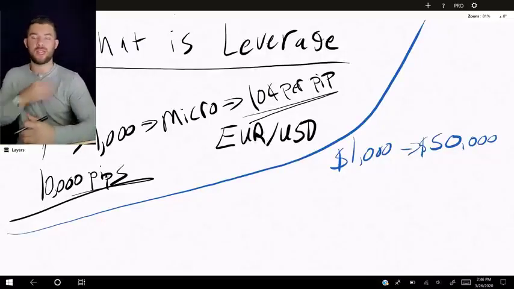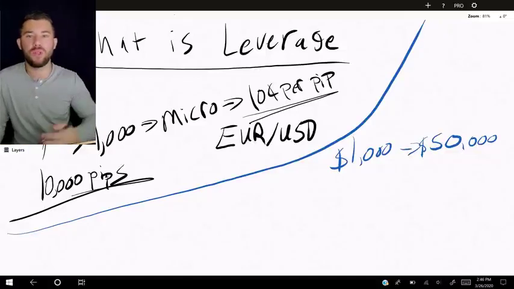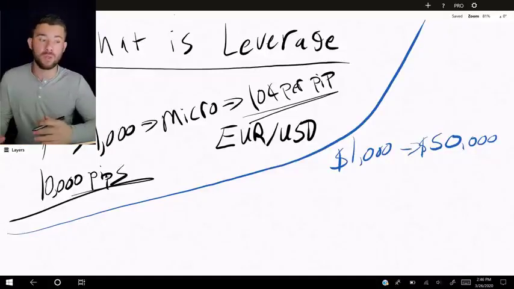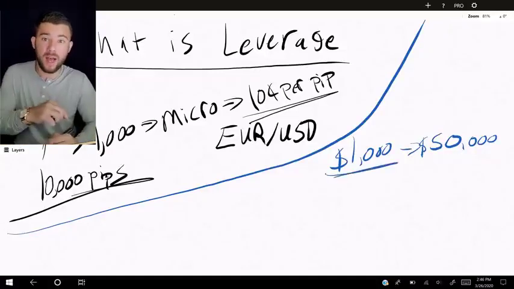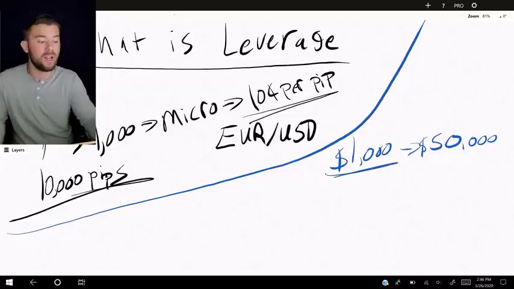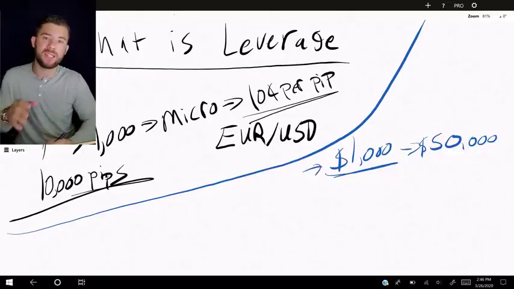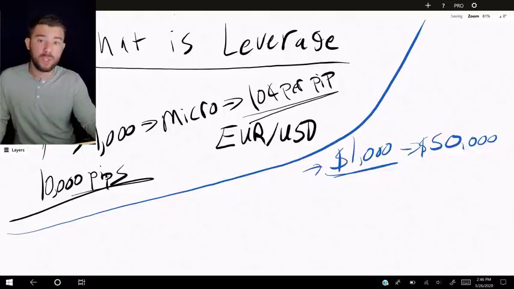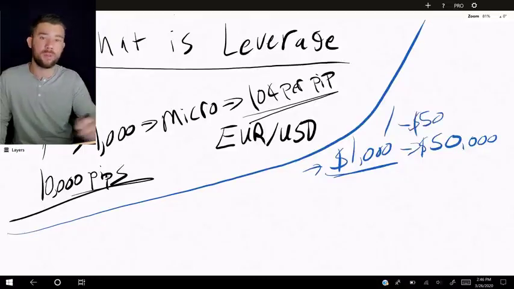Now, here's what you need to understand. The brokerage is not going to let you lose 50 grand. Before you lose the 1 grand that you have, they are going to do something called margin call. This number, your capital, is called margin. 50 to 1 on leverage means that for every $1 of margin, you have $50 that you can put into a position.